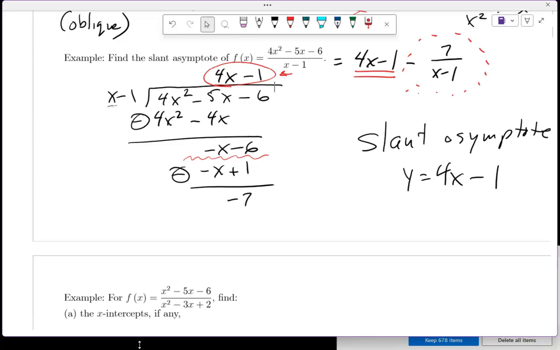The first thing you're going to want to do in these problems is factor everything that you can to see what's going on. Okay, do that first. So in this function, we've got x squared minus 5x minus 6 over x squared minus 3x plus 2. How does the numerator factor? Good. And how does your denominator factor? Good.